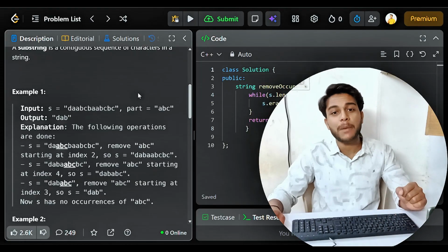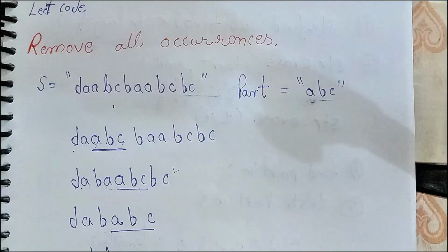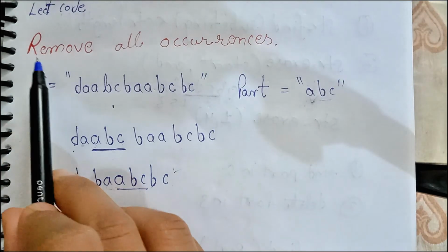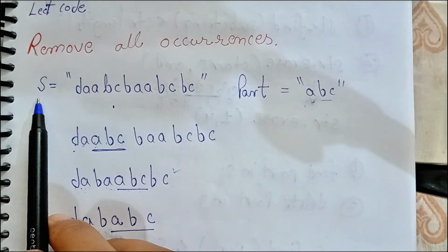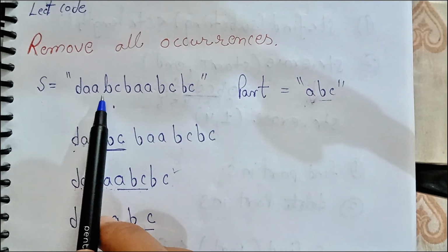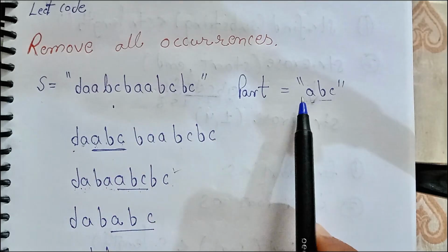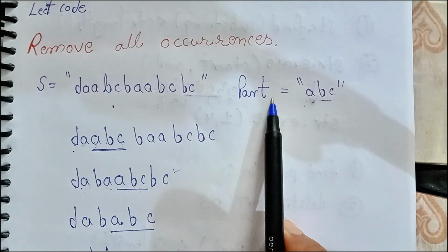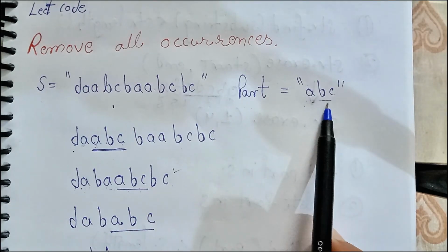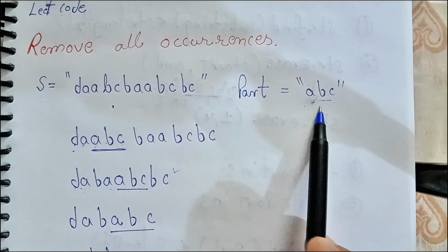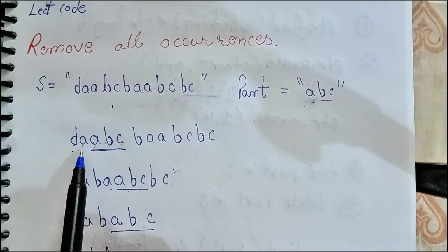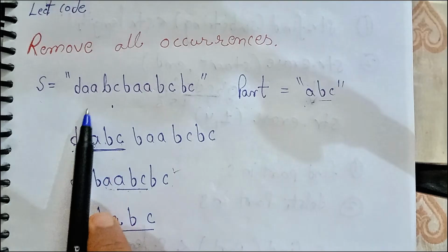Let's move to the logic part. Talking about today's problem, remove all occurrences: here we have one string s equal to daabcbaabcbc. From here we have to find this part and delete it, until this type of part doesn't exist. Means first we have to check for this part inside this string.